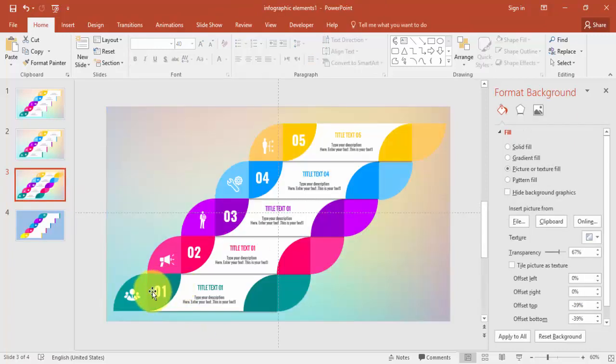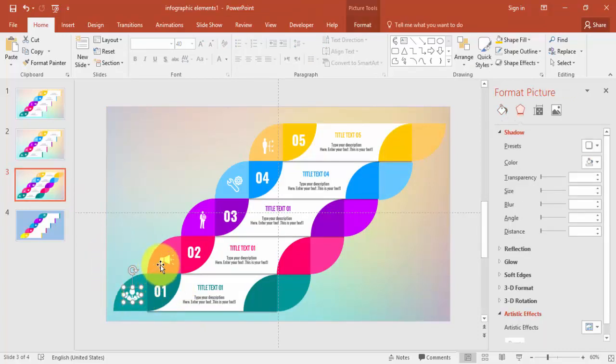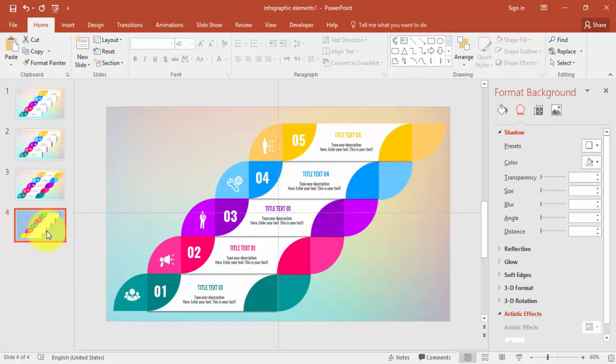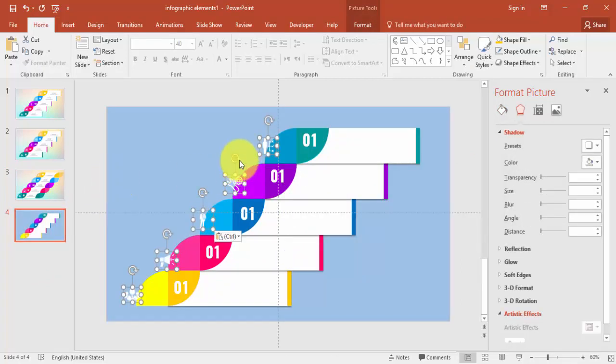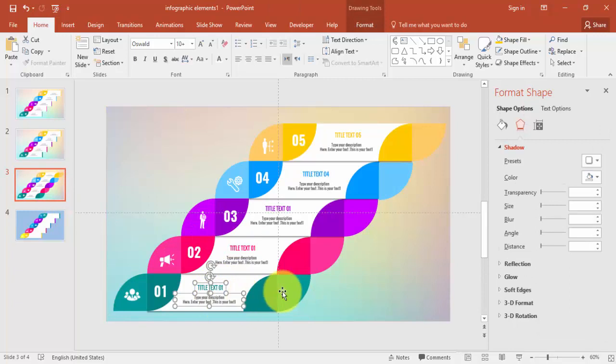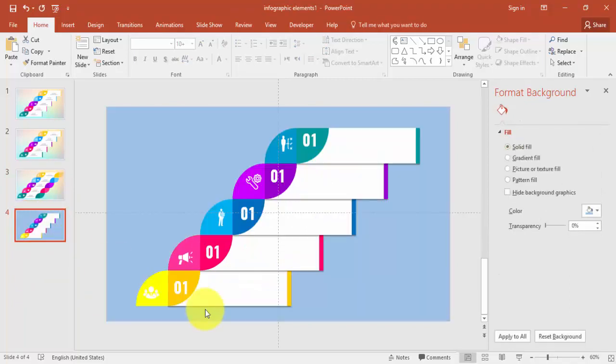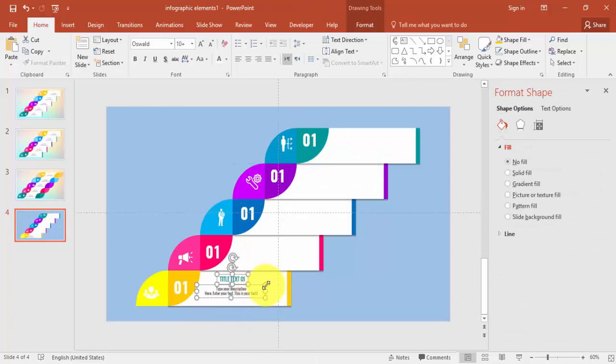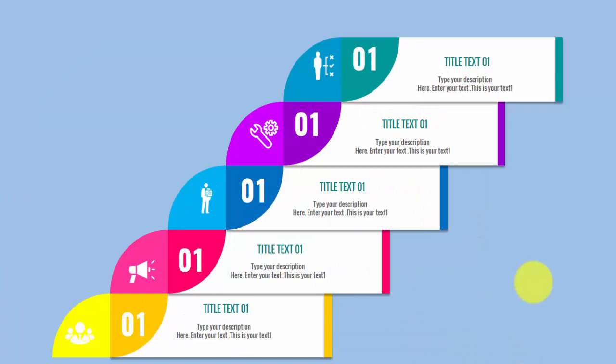If you have the icons, or you can visit nounproject.com where you can get free icons. I'm just copying this one and adding it here. All right. And likewise, you can add the text also here. Okay. And you can change the color. So this is how it looks once it's ready.